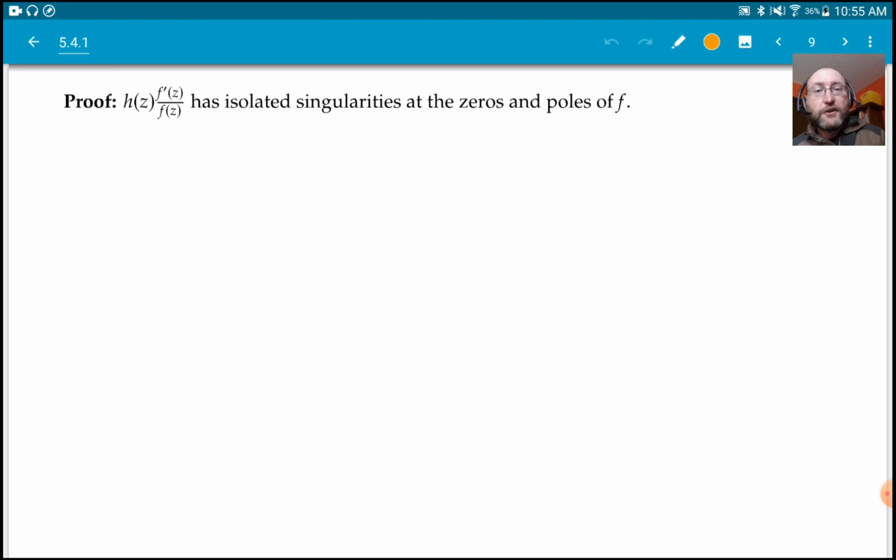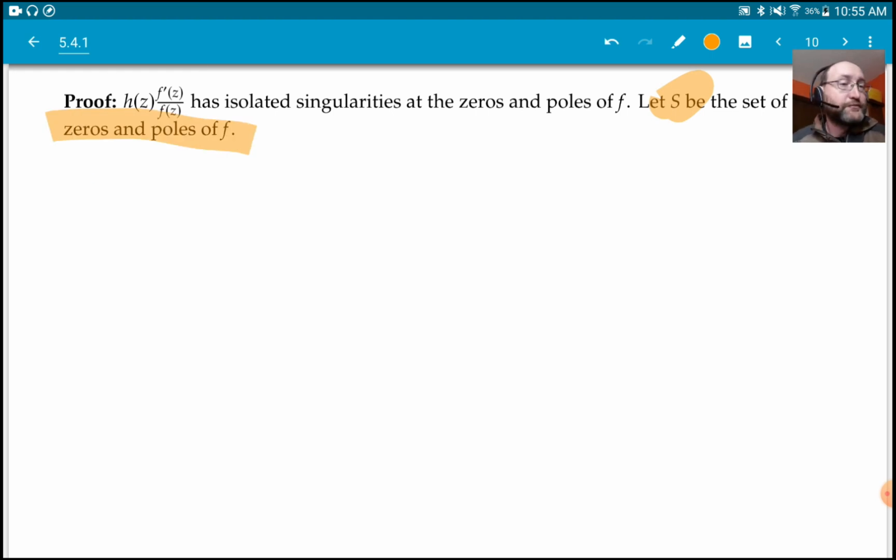All right. So now h times f prime over f has isolated singularities at the zeros and the poles. If it is a pole, it's a singularity, it's not defined there. And when it's 0, we're dividing by 0. So yes, we get isolated singularities at both the zeros and poles. So take S to be this set of zeros and poles.